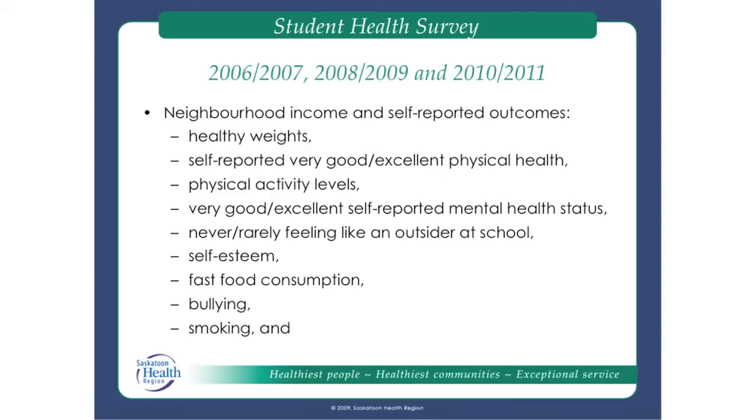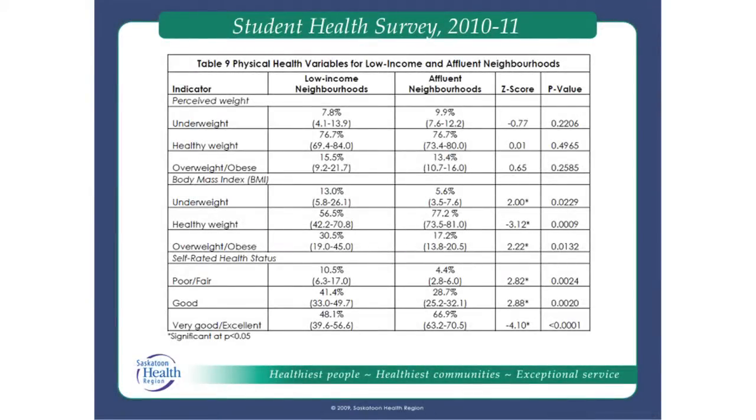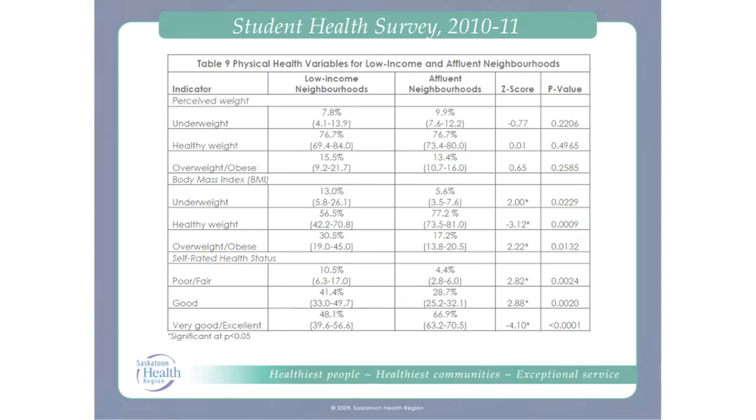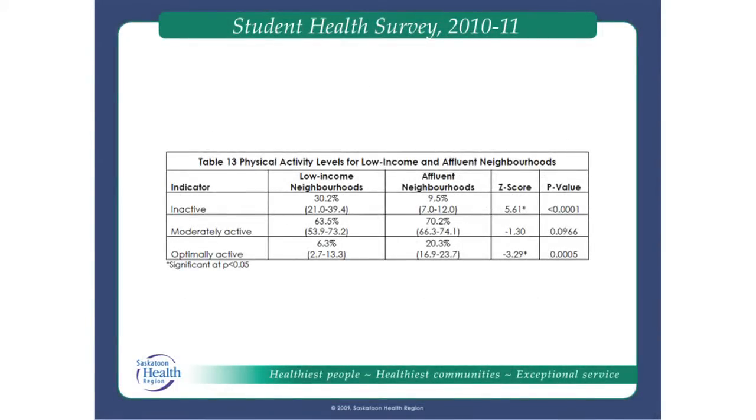The next few slides are the findings. There are significant differences between low-income neighborhoods and affluent neighborhoods in body mass index and self-rated health status, not in perceived weight, though, which is interesting, but underweight and healthy weight. So if you're in a low-income neighborhood, you are more likely to be underweight and have a higher percentage of overweight or obese. And then in terms of physical activity, same thing, low income, inactive and optimal activity were also significantly different between the two categories.